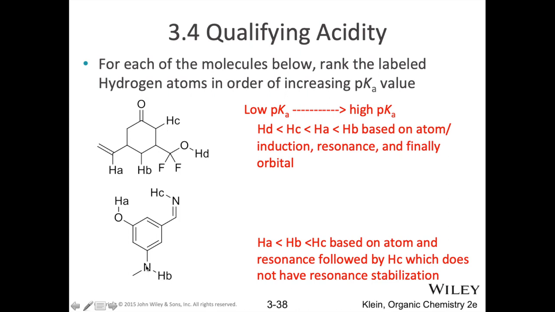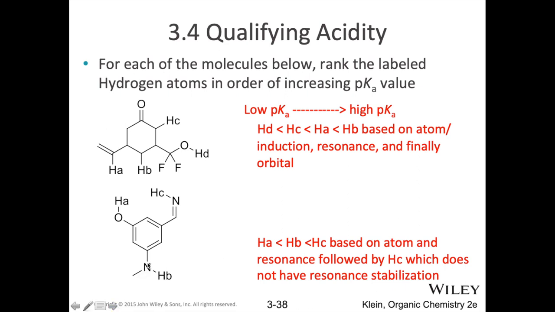Now, hydrogen B and C are both attached to nitrogen. So we have a tie, and we can't use the A in ARIO as a tiebreaker because it's the same atom. You could try looking at resonance, induction, and orbitals, and you may be tempted to immediately jump to orbitals here because you notice that hydrogen C is attached to that sp2 hybridized nitrogen. But remember, you first want to look at resonance. That's the next checkpoint, the R in ARIO.